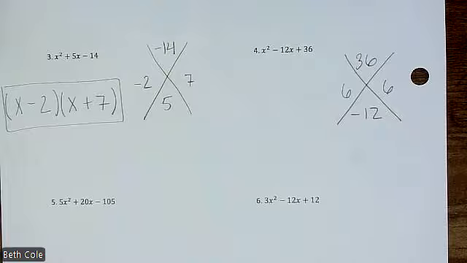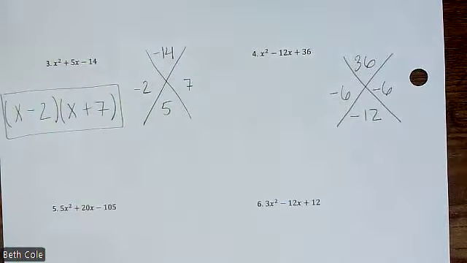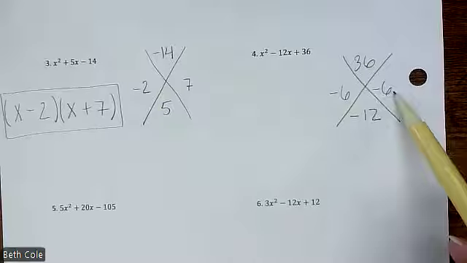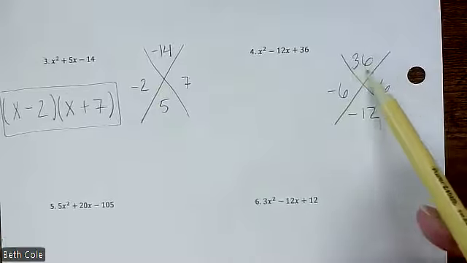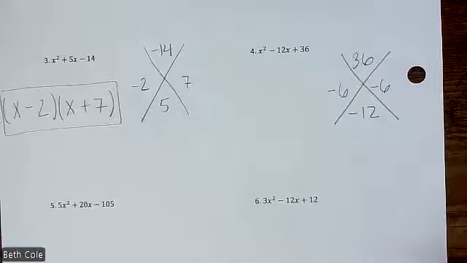Because, good, they'll both be negative. Listen, negative 6 times negative 6 is positive 36. The negatives cancel.